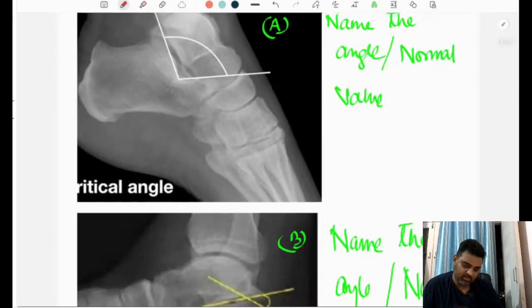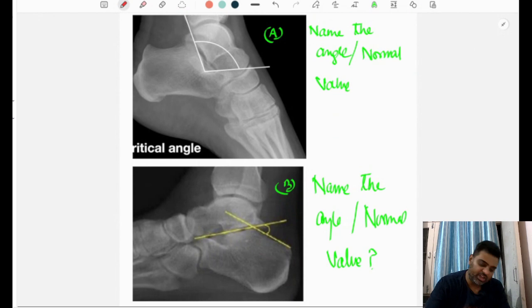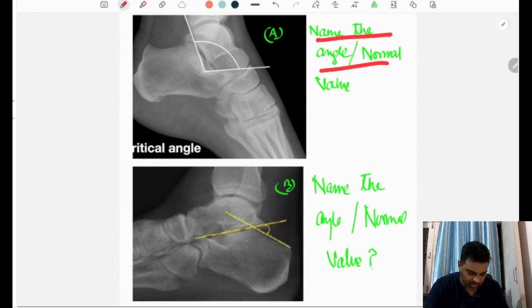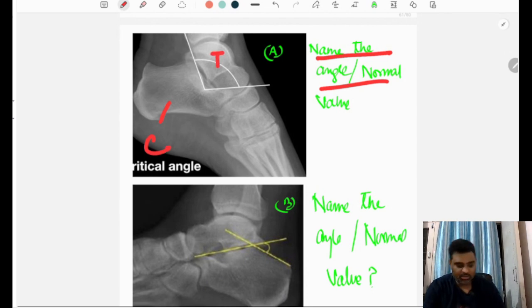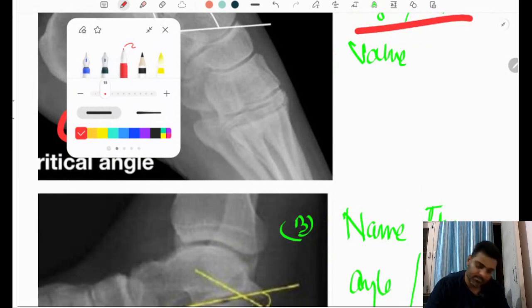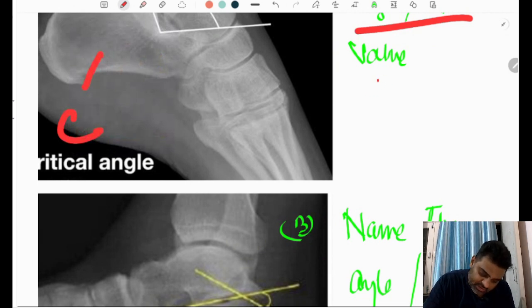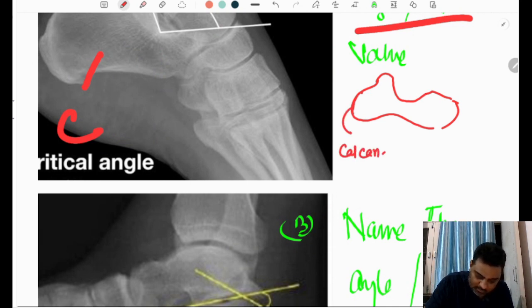Okay, now these are the two questions. Name the angle and the normal values. Name this angle and the normal. So this is the foot. This is the calcaneum. This is the talus. I'll tell you one important thing. If this is the calcaneum, this is known as the calcaneal tubercle.